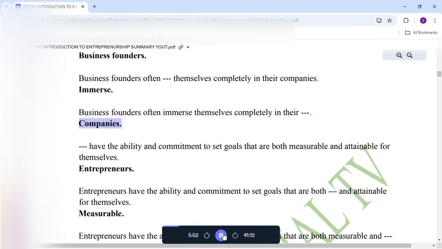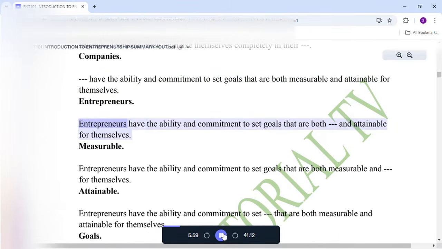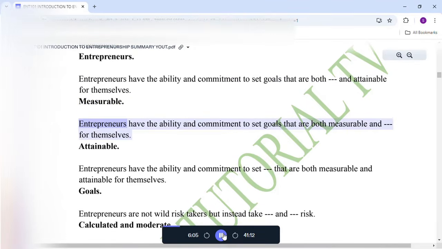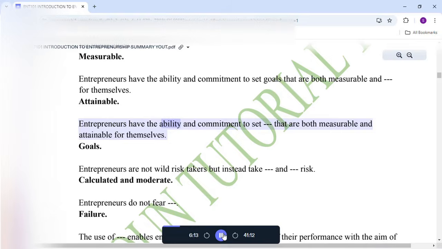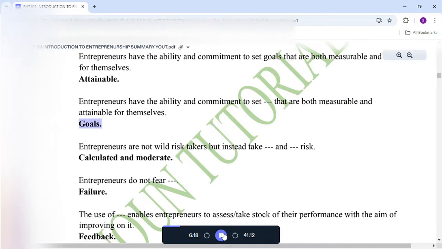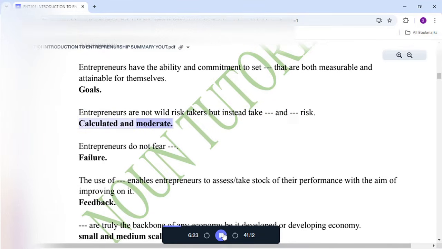Entrepreneurs have the ability and commitment to set goals that are both measurable and attainable for themselves. Entrepreneurs are not wild risk takers but instead take calculated and moderate risk. Entrepreneurs do not fear failure.